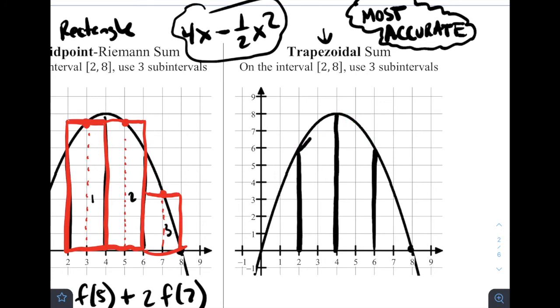So I'm going to connect this. This would be my first trapezoid. If I connect these two, that's my second trapezoid. I'm going to do one all the way going down there. That's my third trapezoid. Technically a triangle, but a triangle is a special type of trapezoid where one of the bases is 0. Does that blow your mind?